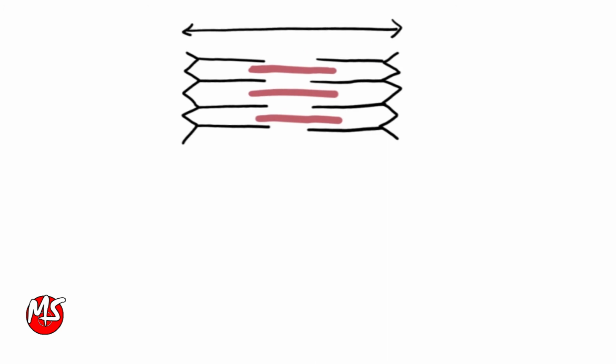Let's see about each myofibril. It has thin and thick filaments called myofilaments. These are contractile proteins. The thin filament is called actin, and the thick filaments are called myosin. The portion of myofibril between two Z lines is called sarcomere.